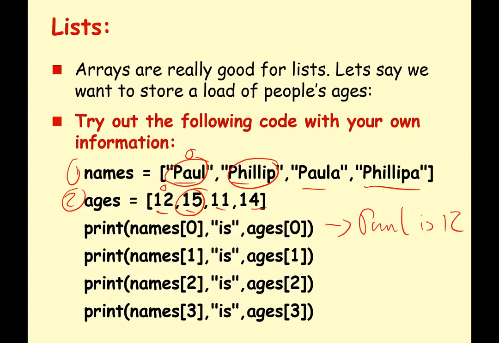Have a go, try this program, change the names and ages if you want, put the ages and names of your friends or whatever, your family members. Have a go, run it. Make sure you're comfortable using these index positions to find the different elements in your list/array.